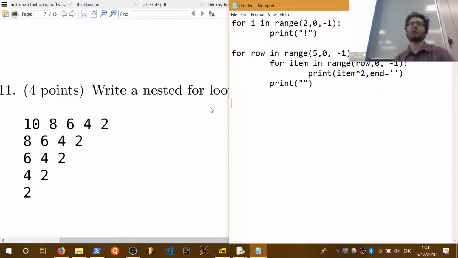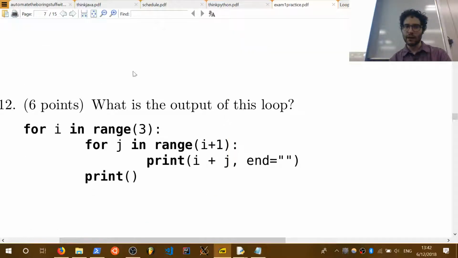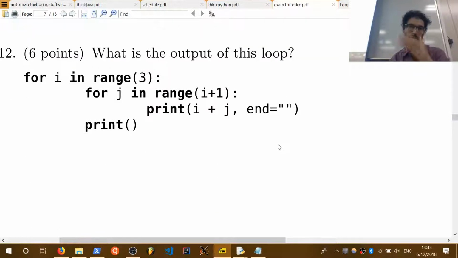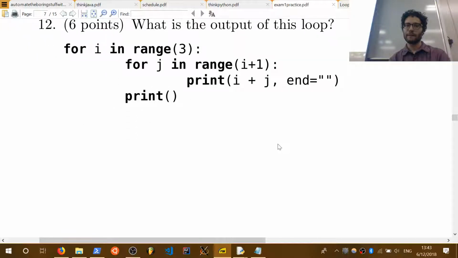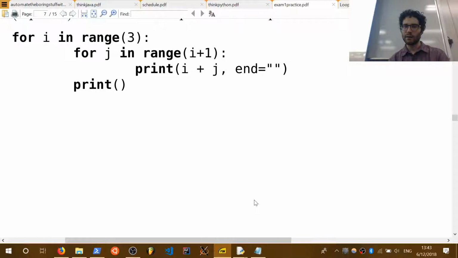So the key is being able to look at the code and see what it will come out with. And I prefer doing the reverse, so I will almost always have a reverse there. What is the output of this loop, where I give you something like this? For i in range 3, for j in range i plus 1, print i plus j, and then print.